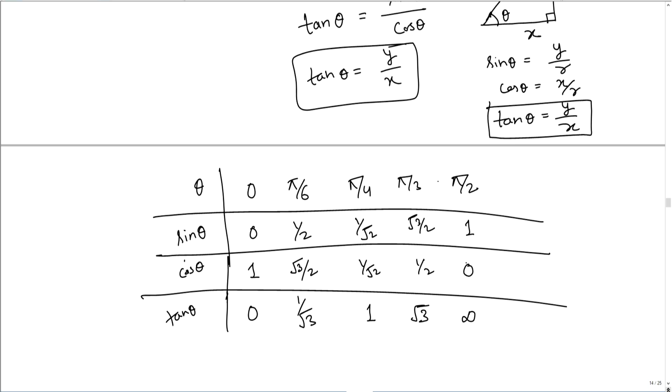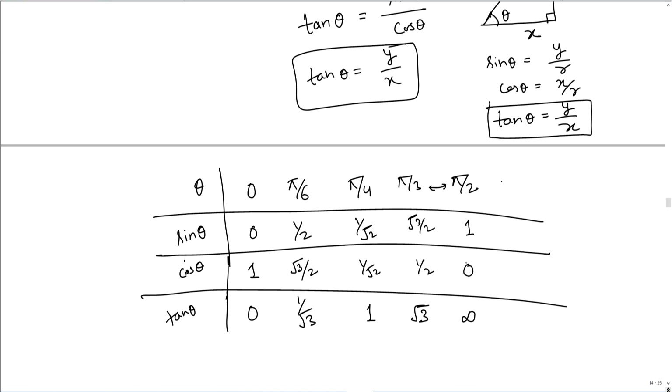Between pi by 3 and pi by 2, that is between 60 degrees and 90 degrees, tan theta is increasing rapidly. You see here it was 1.73, now it is suddenly infinity. So it is increasing rapidly between this and this.